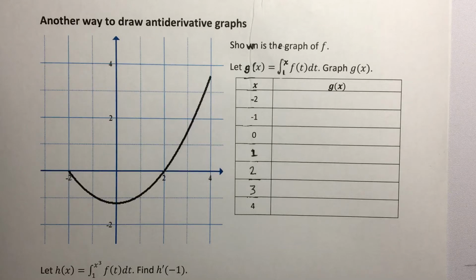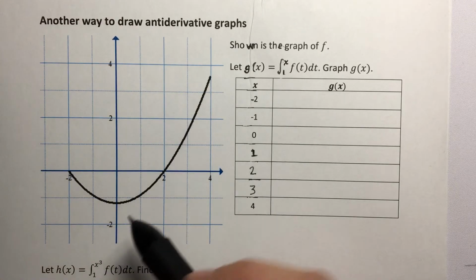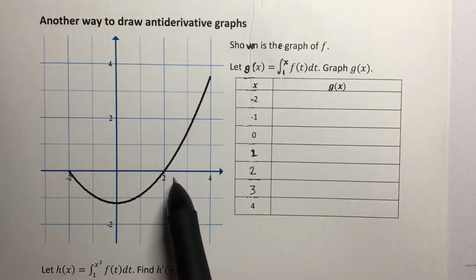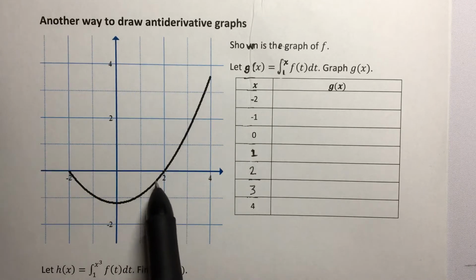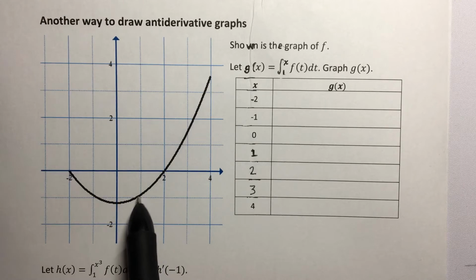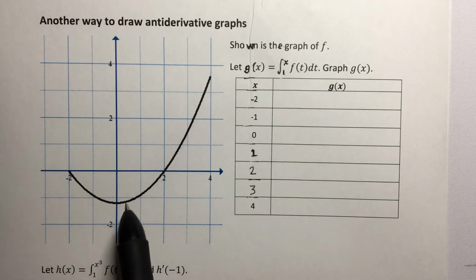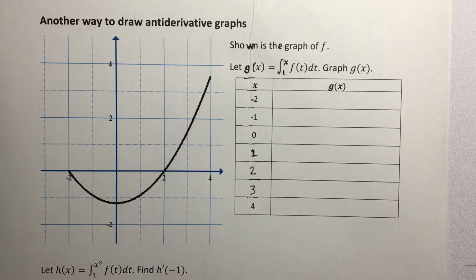Hey everyone, we are looking at another way to draw antiderivative graphs. In the past we've drawn them by looking at slopes, like, okay, when x is 2, my slope needs to be 0. When x is 1, my slope needs to be about -1, and so on. It's not very fun. There's a more exact way of doing it. So this is how it works.